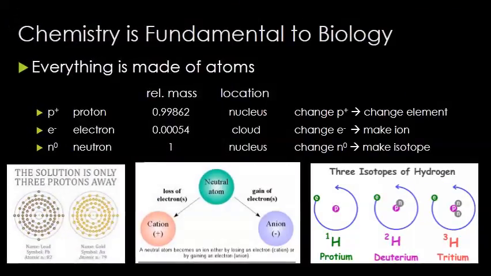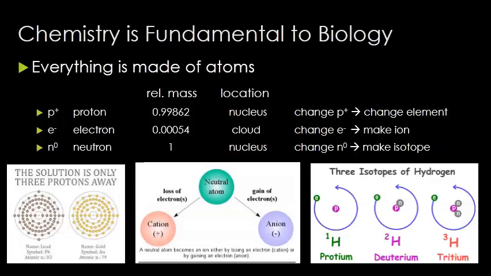Everything is made of atoms, and those atoms are composed of three subatomic particles: the proton, the electron, and the neutron. The proton and the neutron are both found in the nucleus and comprise the majority of the mass of an atom. The mass of an electron is significantly smaller and is often ignored in calculations, but it does have some. If you change the proton of an atom, what you will do is change the element.